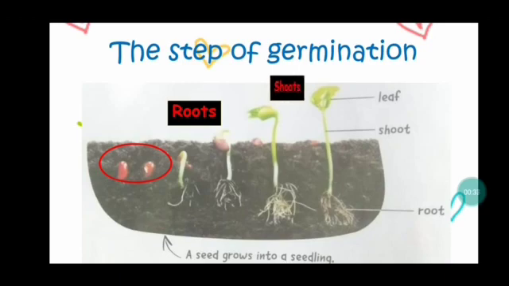After that, the shoot will appear. Shoot in bahasa means tunas. So the first step is we plant the seed in the soil. After that, the root grows first, and then the shoot will appear. This is the step of germination. And then look at the shoot. When the shoot appears, it means the leaf starts to grow.